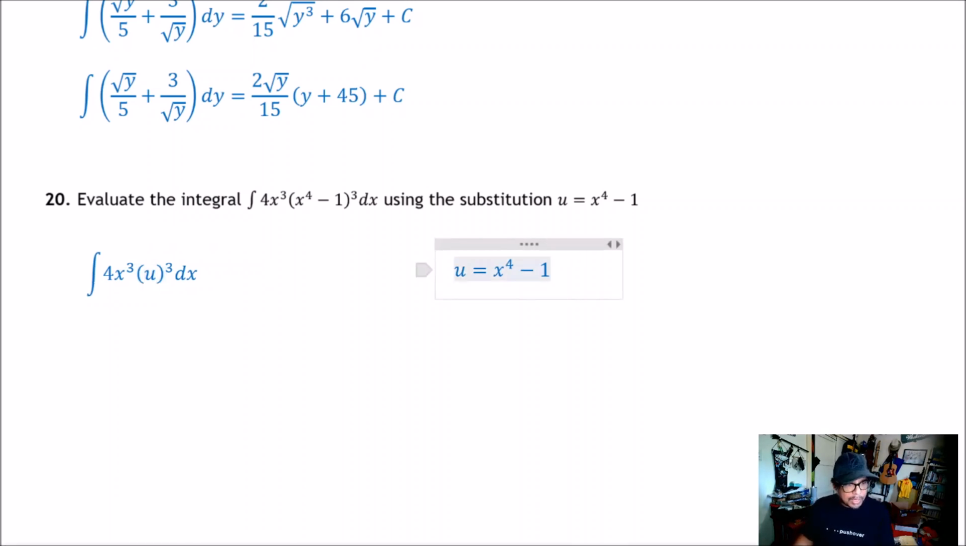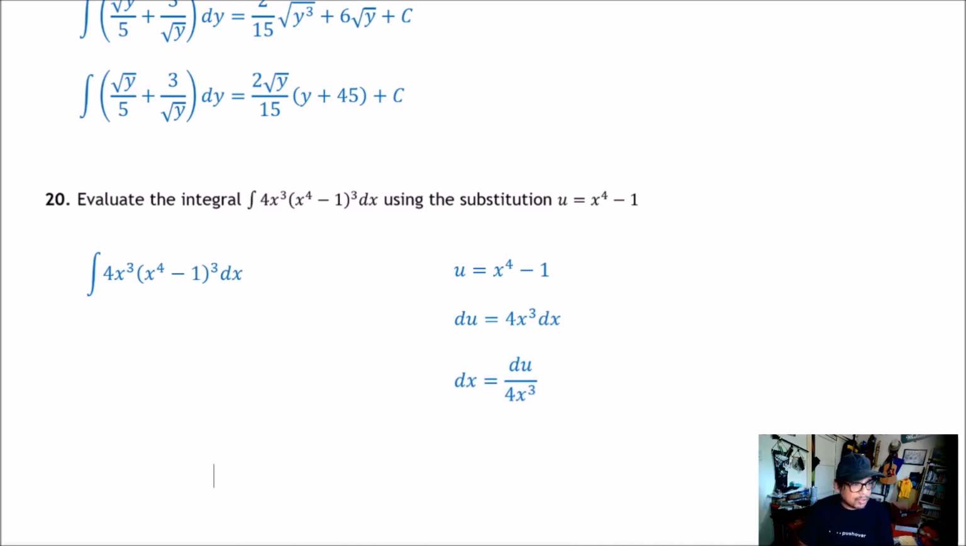And then the next piece of this would be to replace my dx. If we accept the substitution, then we also must accept that du is going to be equal to 4x to the 3rd power multiplied by dx. Or, to put it another way, if I wanted to solve for dx, then I would say that dx is going to be equal to du divided by 4x to the 3rd power. All right, so we can make that substitution next.